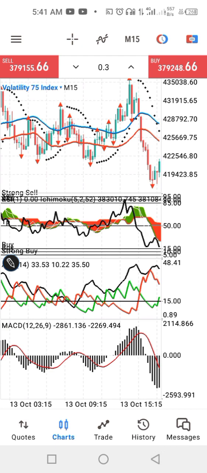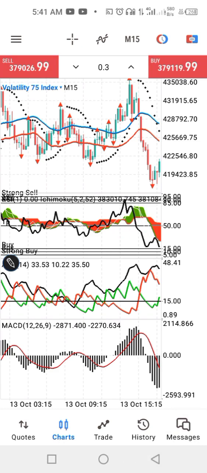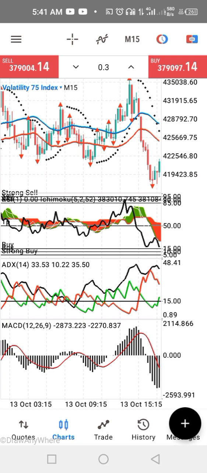Can you see, guys? And the black line came out from the cloud. Can you see? It came out from the cloud. And what happened here? In our ADX, in our indicator window 2, we had a crossover. The red crossed the green. And our black line, which shows the momentum, remained above the 15 level.